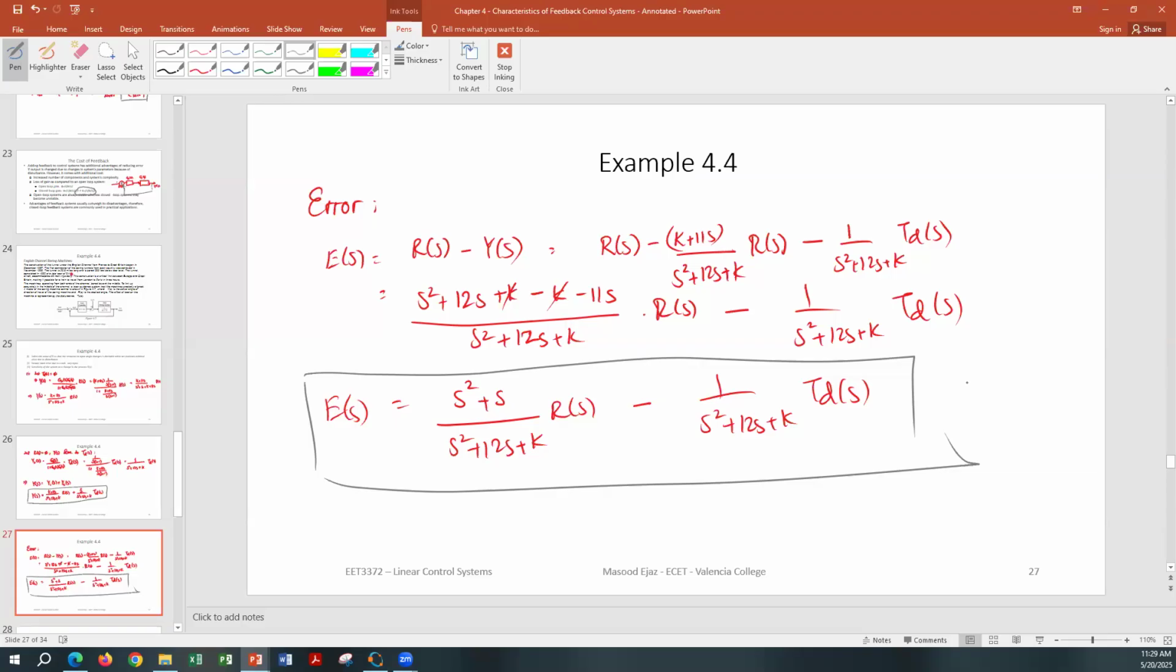So I have two terms of R(s) minus that term times R(s), right? So I'm combining those two terms. My common denominator is s squared plus 12s plus K. So I'm going to multiply that by R(s) and then subtract (K plus 11) R(s). R(s) is common, that's why I kept it outside. I'm just simplifying the first two terms. Basically, R(s) is a common factor, and then it becomes 1 minus (K plus 11s) over s squared plus, yeah. And then I simplified that.